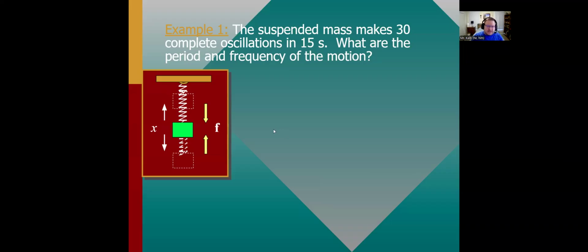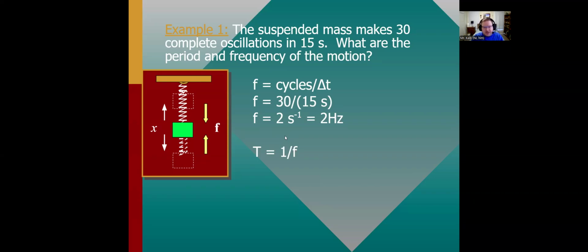Anyway, the suspended mass takes 30 complete oscillations in 15 seconds. What are the period and frequency of the motion? Well, frequency is the number of cycles in a time period, so it's 30 in 15 seconds. That's 2 inverse seconds, or 2 hertz. And then period is 1 over the frequency, so that's 1 over 2 inverse seconds, which is half a second. So this cycles back and forth 2 times per second, a frequency of 2 hertz, and it takes half a second for each cycle.